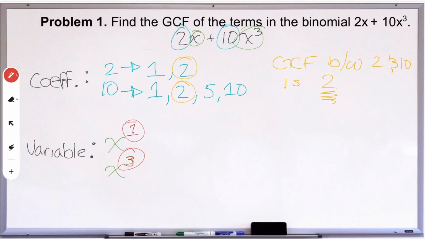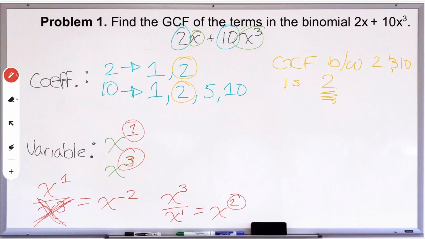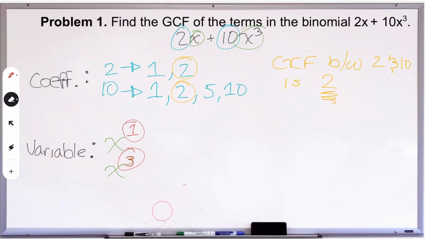So when you divide, for example, x to the power 1 over x cubed, by the laws of exponents, this will give us x to the power negative 2. Therefore, x cubed cannot be our GCF. Versus if you divide x cubed by x to the power 1, we will have x squared. Since our exponent is still positive, this can be our GCF. Therefore, by default, our GCF between our variable terms is x to the power 1, or just simply x.